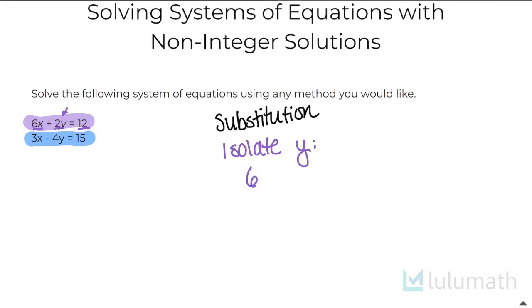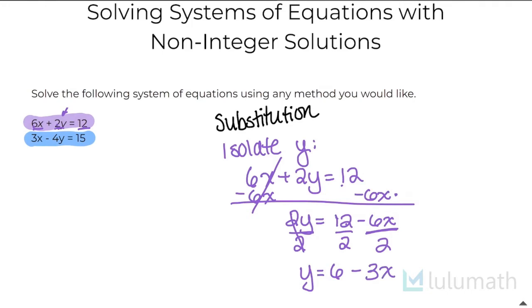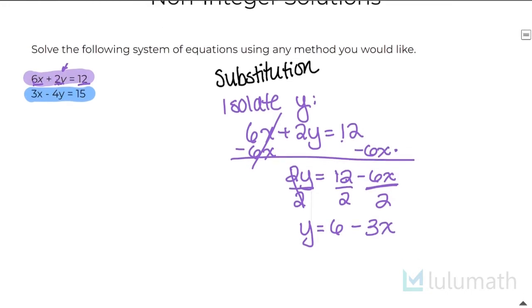Okay, so let's go ahead and write this down. 6x plus 2y equals 12. To do that, I'm going to subtract the 6x from both sides. The 6x is going to go away. 6x minus 6x is nothing. So I get 2y equals, these are not like terms, so I'm just going to write it down as 12 minus 6x. I'm going to divide both sides by 2 to get the y alone. 2 divided by 2 is 1, so I want to know what 1y is equal to. 12 divided by 2 is 6, and negative 6x divided by 2 is negative 3x.